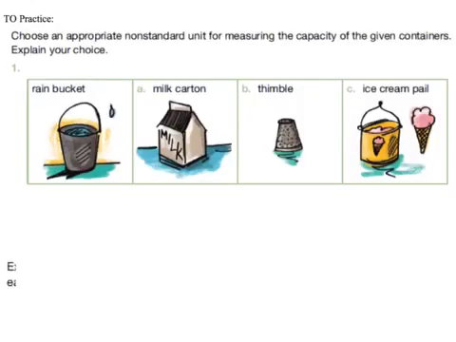All right, so now we want to choose an appropriate non-standard unit for measuring the capacity of these containers. So what would you use? And we've already talked about the referent for a milliliter being the little centimeter cube, and the referent for a liter being a 1 liter carton. So if you were to look at a rain bucket, what would you choose? Which referent would you use? Press pause and go ahead and try these.